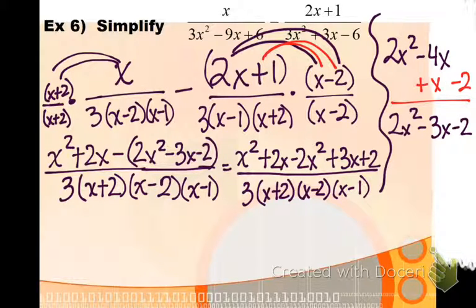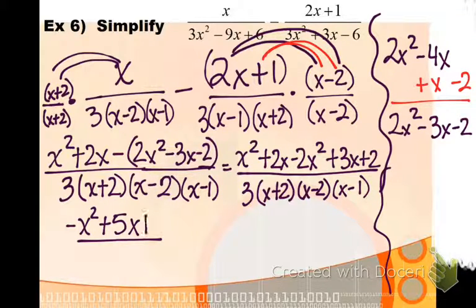Now what do we notice that we can do? Combine like terms. So I'm going to move down here to the bottom instead of being off to the side. What terms can I combine? The x squared. We can combine the x squared. So x squared minus 2x squared. A negative x squared. What else? The 2x and 3x combines to give me 5x. A positive 5x. What else? Plus 2. There's nothing to combine with it. My denominator is still the same. 3 times x plus 2 times x minus 2 times x minus 1.